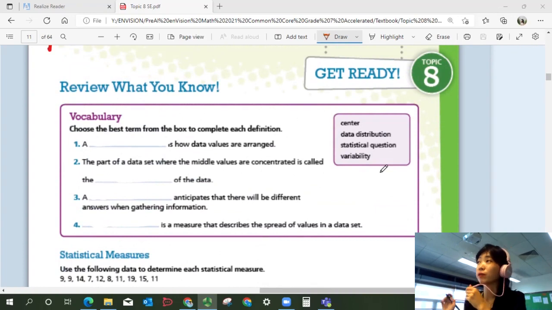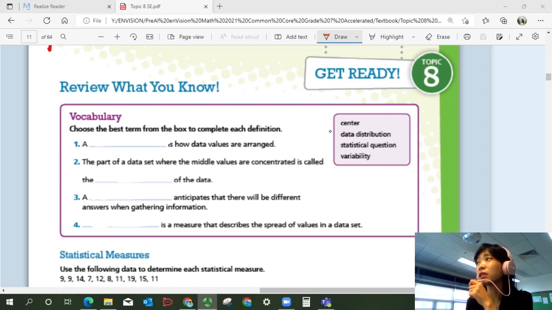First, let's review the vocabulary. So out of these 4 vocabularies, center, data distribution, statistical question, and variability, what would be the correct term from the box to match the definition? Let's start with number 1. A blank is how data values are arranged. What describes how the data values are arranged?